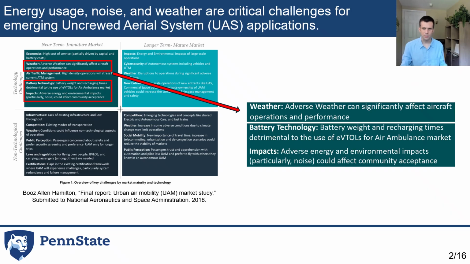So there are several emerging uncrewed aerial system, or UAS, applications under development. These include air taxis, air ambulances, and package delivery drones. In this 2018 market study that we're showing here on the slide, it specifically calls out energy usage, noise, and weather as key technical challenges for these proposed UAS systems.